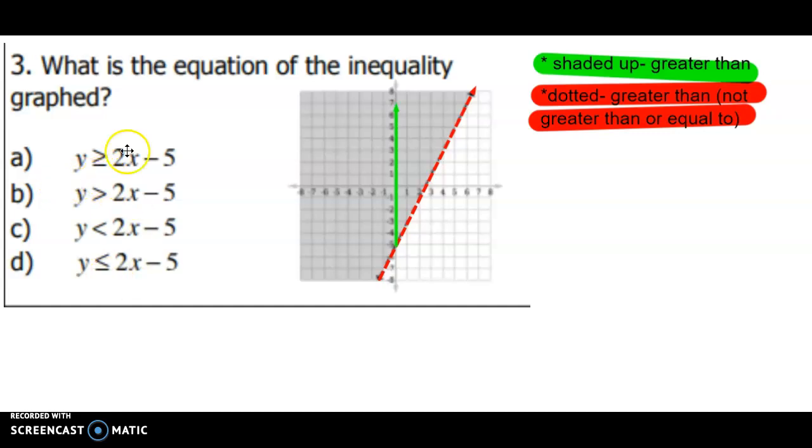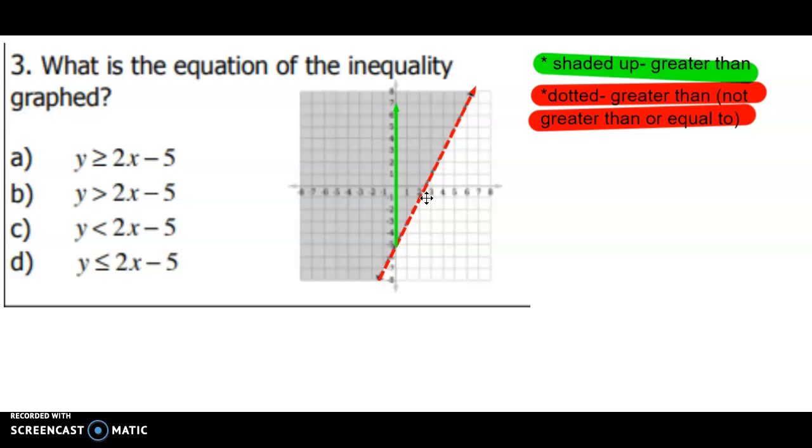So this right here is greater than or equal to. It's a solid line. This is not a solid line, so I know that's not it. My answer is going to be B because of just the sign. I know that it is greater than. I can see my y-intercept is -5. I do go up 2 over 1, up 2 over 1.